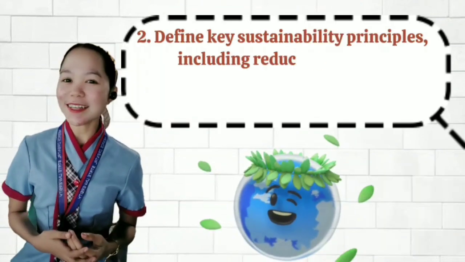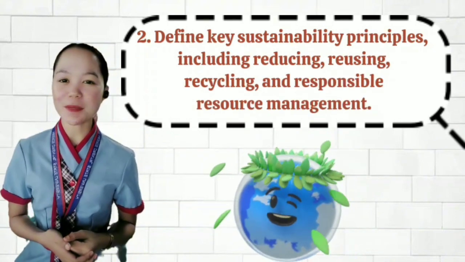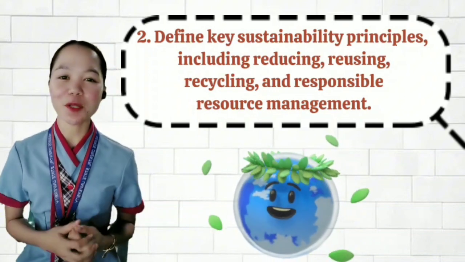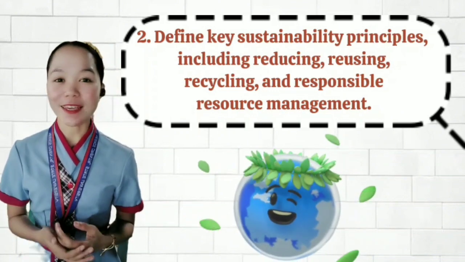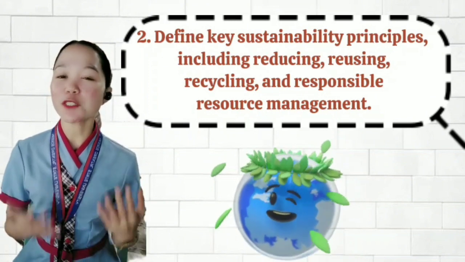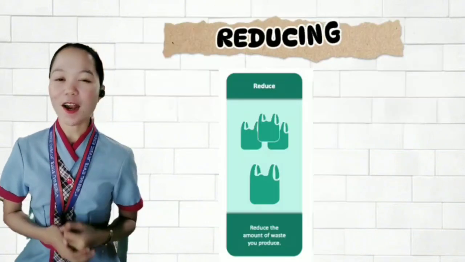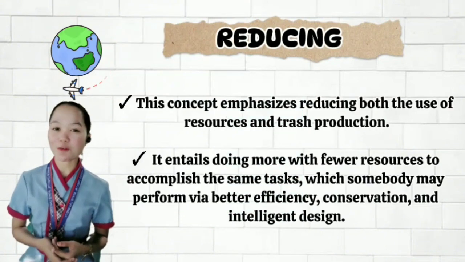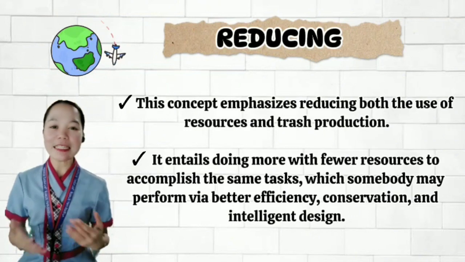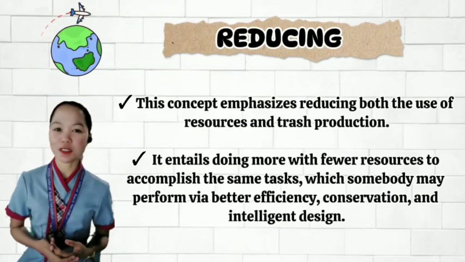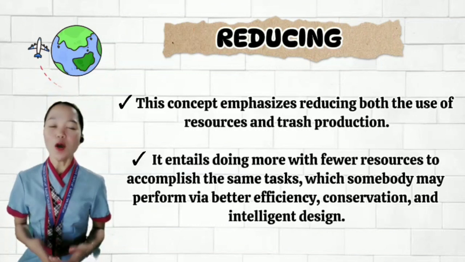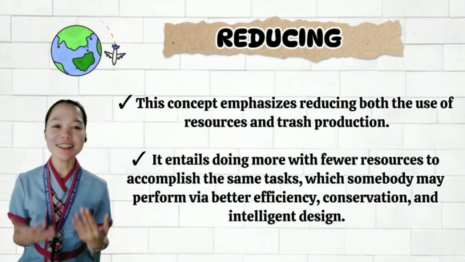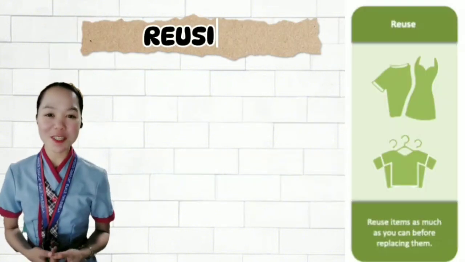So for now, let us define key sustainability principles, including reducing, reusing, recycling, and responsible resource management. So the following is a list of the key principles of sustainability. And number 1, reducing. This concept emphasizes reducing both the use of resources and trash production. It entails doing more with fewer resources to accomplish the same task, which somebody may perform via better efficiency, conservation, and intelligent design. Number 2, reusing.